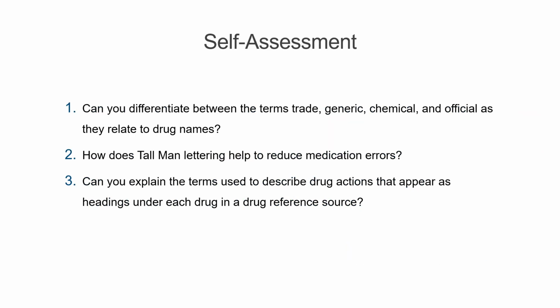So a quick self-assessment, just based on what we talked about. Can you differentiate between the terms trade, generic, chemical, and official as they relate to drug names? How does tall man lettering help reduce medication errors? And can you explain the terms used to describe drug actions that appear as headings under each drug in a drug reference source? And so that would be your actions, indications, side effects, cautions.